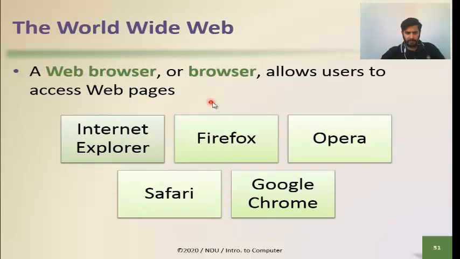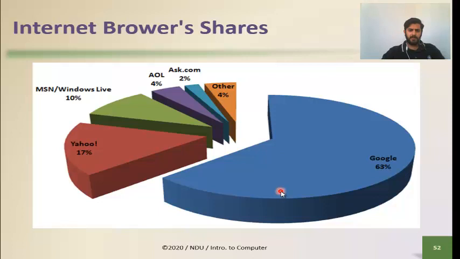And these are some examples of web browsers. We have Firefox, Internet Explorer, and Chrome working nowadays, and they are very famous. This is the share of internet browsers in the market. Google takes 63% of the share, and the remaining 17% is held by Yahoo. And there are other resources also available for browser software. So basically Google takes the dominant role. It provides us 63% of the share.